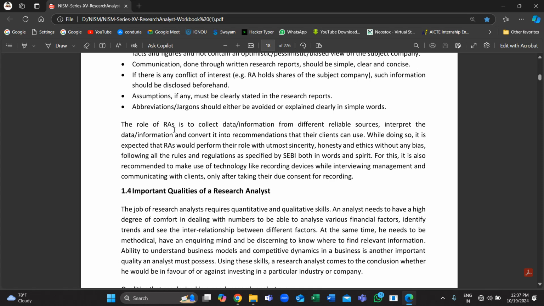So the role of RAs is to collect data from different reliable sources, interpret the data, and convert it into recommendations. The RAs should perform their role with utmost sincerity, honesty, and ethics, without bias, following the rules and regulations.